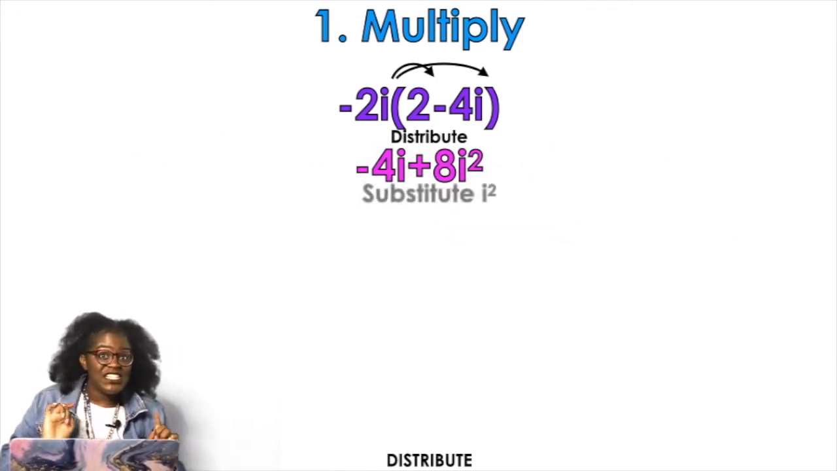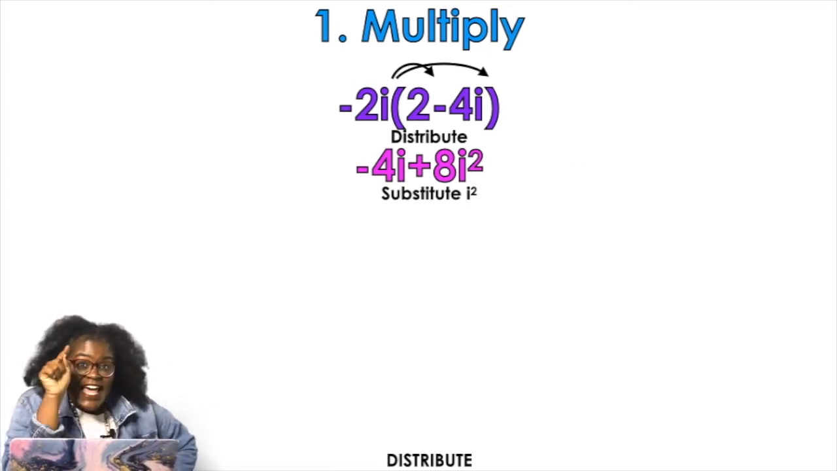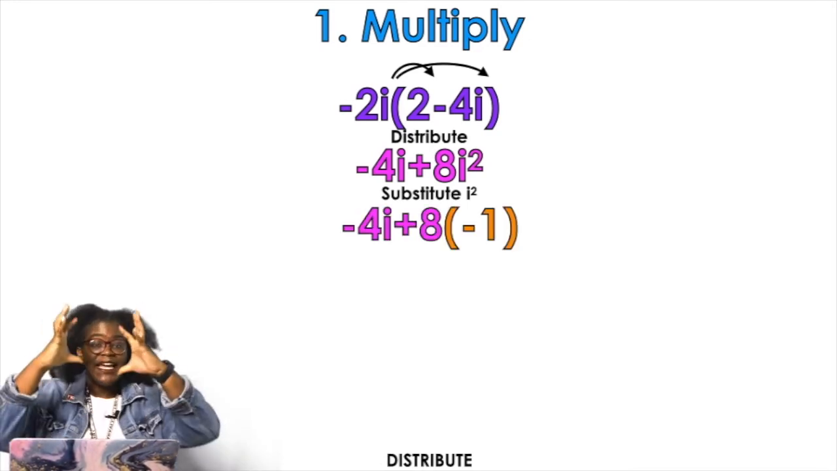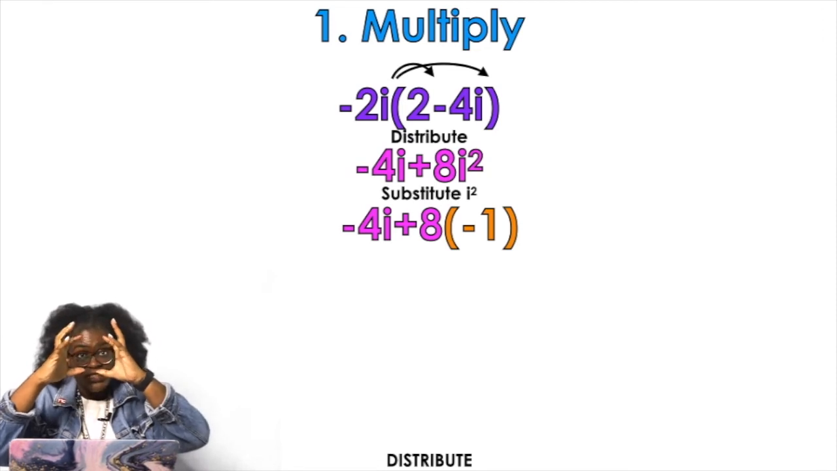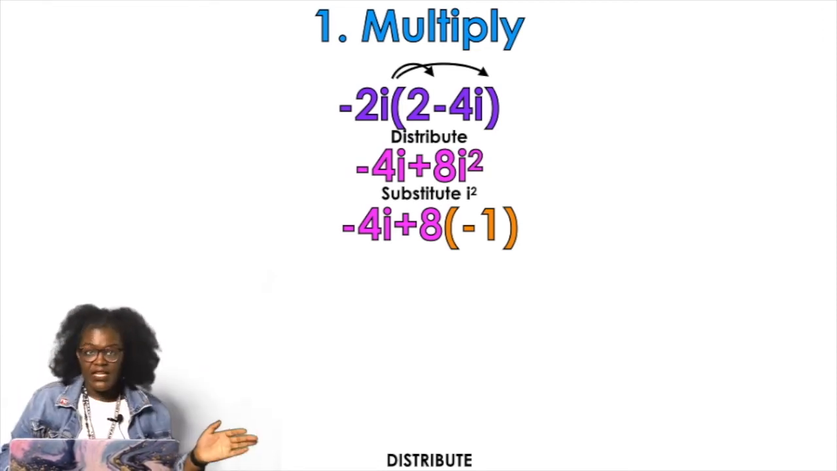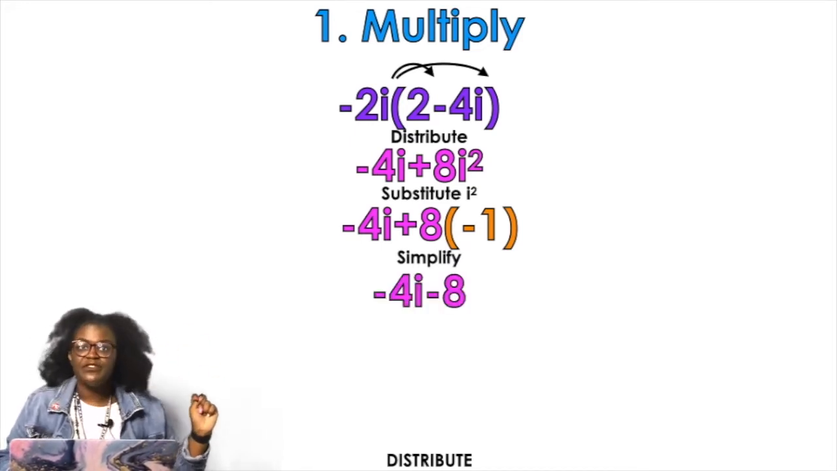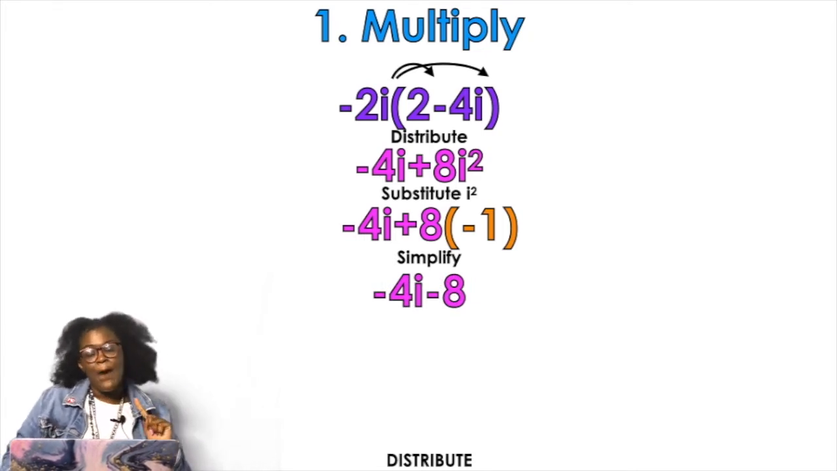Now, in a previous lesson, you should have learned that i squared is actually equal to what? Remember, i is the square root of negative 1. So i, the square root of negative 1 times the square root of negative 1 is negative 1. So I'm going to replace in the equation i squared with negative 1. So then I'm going to have to simplify. So 8 times negative 1, because you got to do your order of operations, multiplication first before addition. And so that's going to give me negative 4i minus 8.